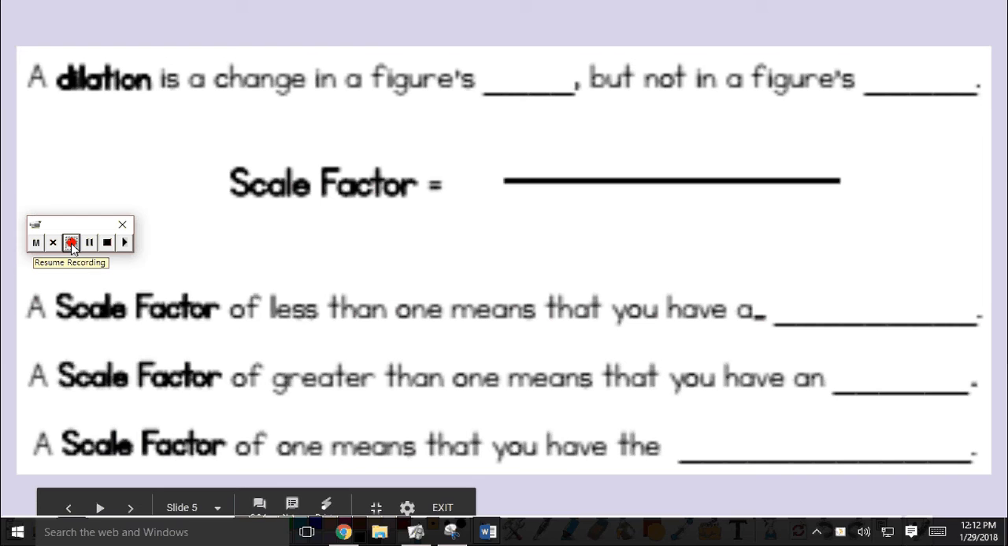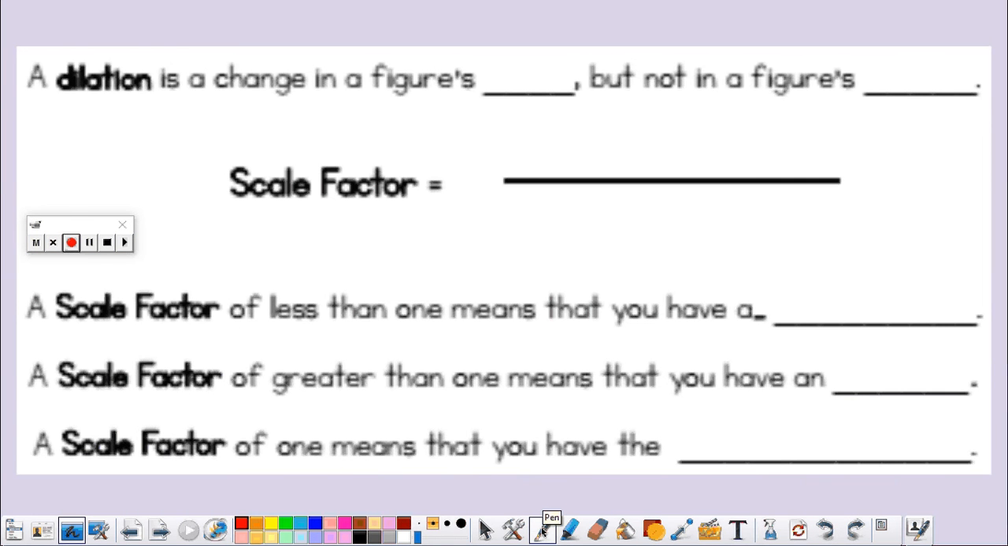Okay. So a dilation is a change in a figure's what? What would you describe that as? The size, right? Because we are enlarging the shape or shrinking the shape. So we're changing the size of the figure, but not in a figure's what? Shape. We're not changing the shape of it. We're not changing it from a squirrel to a star, right? We're changing it from a squirrel to a smaller squirrel, or a squirrel to a larger squirrel, okay?